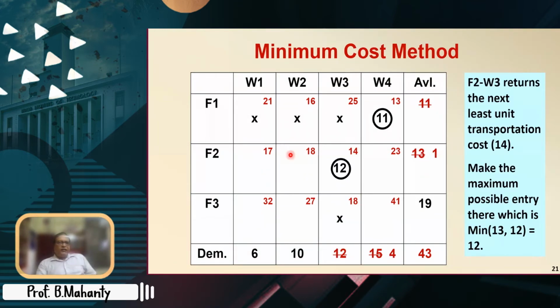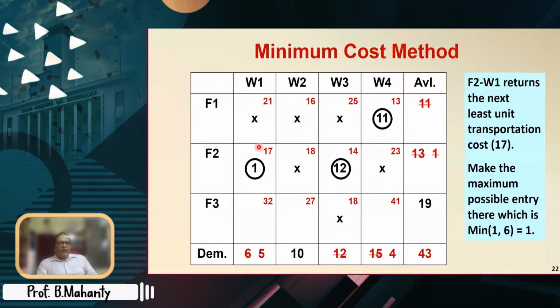Now out of the remaining 6 cells, which one is the minimum? That is F2W1. So we should make some entry. How much entry is possible? 1, not 6, because on this side only 1 is now available. So only one entry is possible there. So that one entry is made next. You see, this is exactly how it is proceeding.